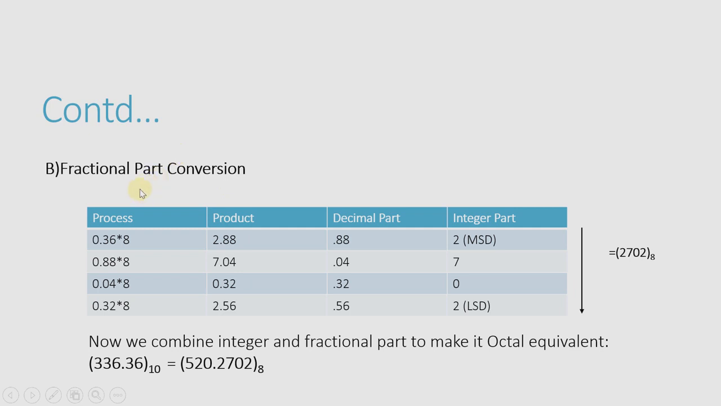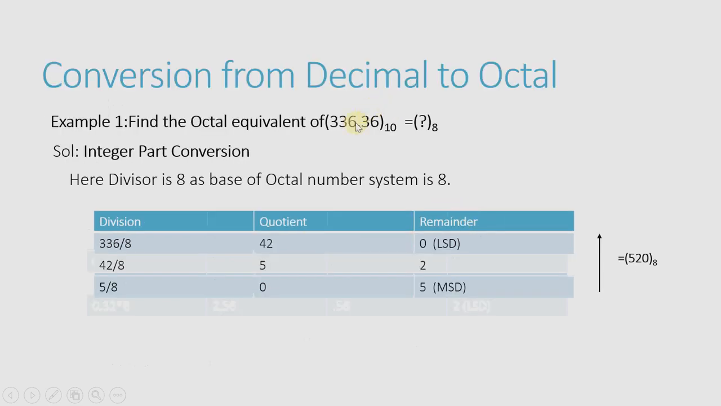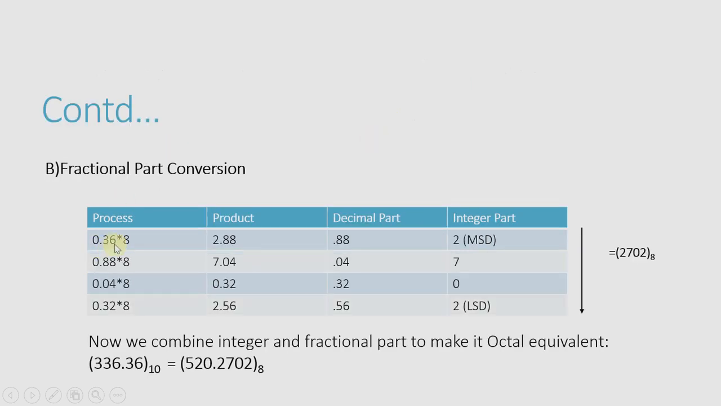Again the same procedure. We create a table with the process, product, decimal part and integer part. We will pick the fractional part. The fractional part here is 0.36. You always have to write 0.36. Do not write only 36. So we multiply 0.36 by 8. We get the product 2.88. So here 2 is the integer part and 0.88 is the decimal part. We write 0.88 in the decimal part and 2 in the integer part.